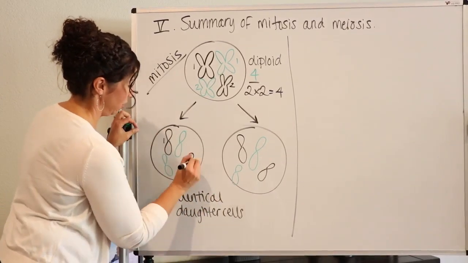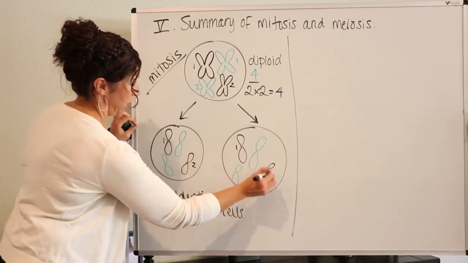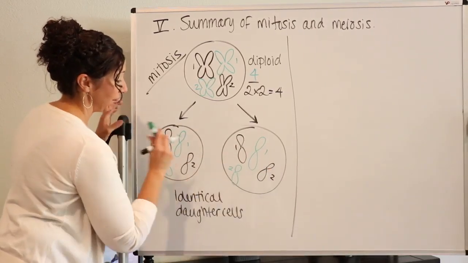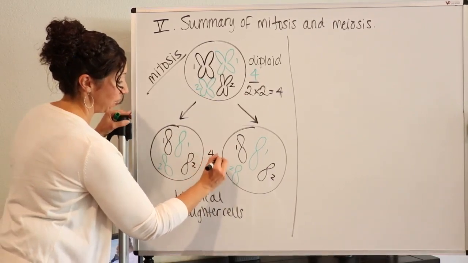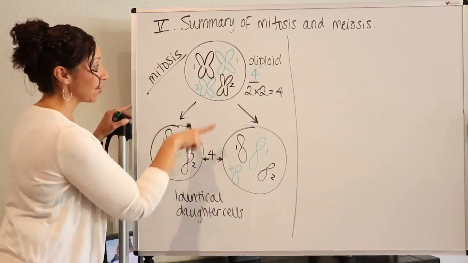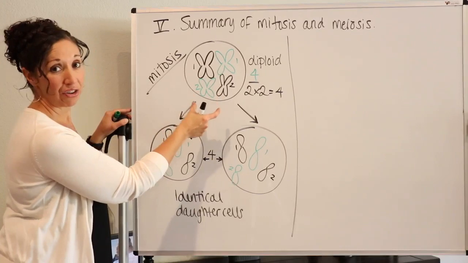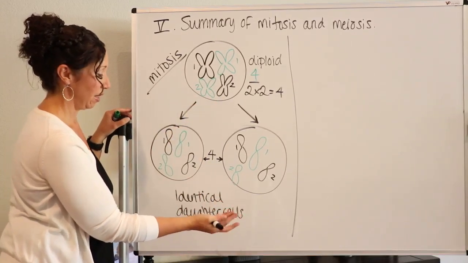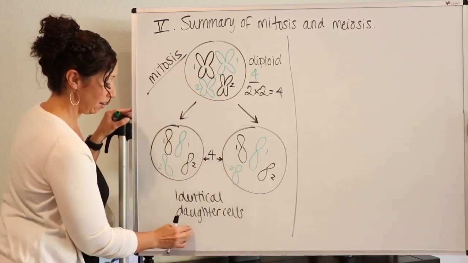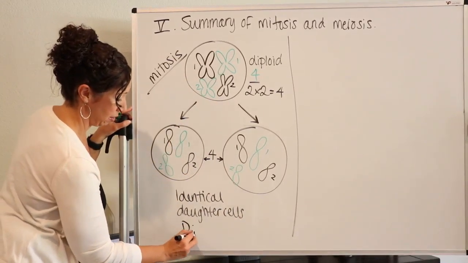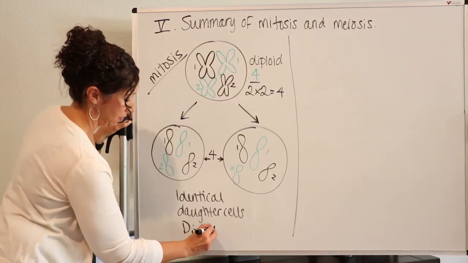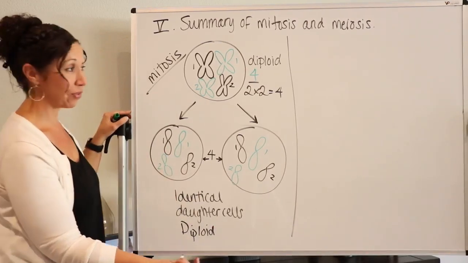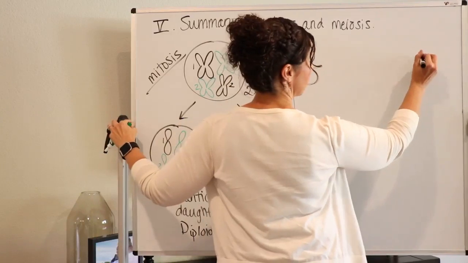Because I have chromosome 1, chromosome 2, chromosome 1, chromosome 2. I still have 4 chromosomes in each cell, but they're no longer in their sister chromatid shape. They're in single chromatid shape, but they're still 4 chromosomes. So you go from diploid to diploid. I still have 2 copies of each chromosome. Compare that to meiosis.